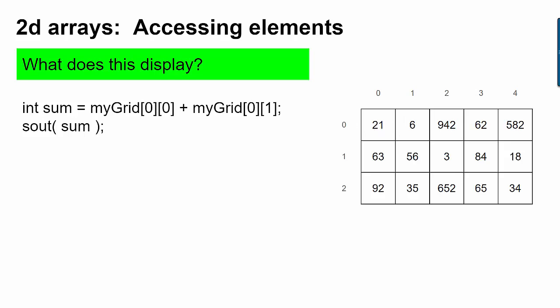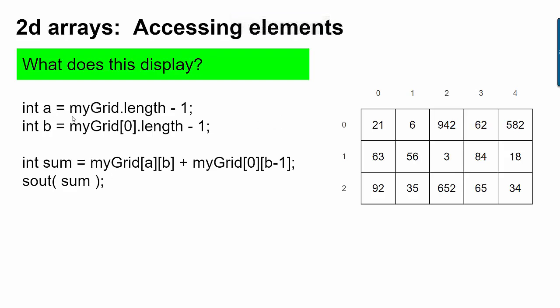In this problem, we create two variables, a and b, and we use a and b to access locations in the grid. So you have to understand what a and b are. myGrid.length, remember, tells you the total number of rows. So myGrid.length minus 1 is the location number of the last row, because if I have 3 total rows, 3 minus 1 gives you 2, the location of the last row. Same thing for columns. myGrid[0].length tells you the total number of columns, so that would be 5. If I subtract 1, that gives you 4, the location of the last column.